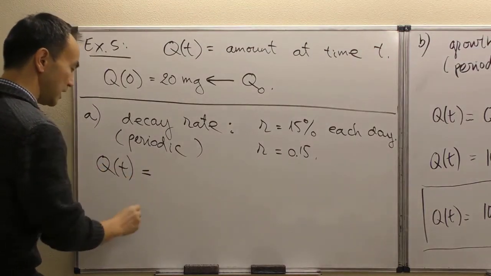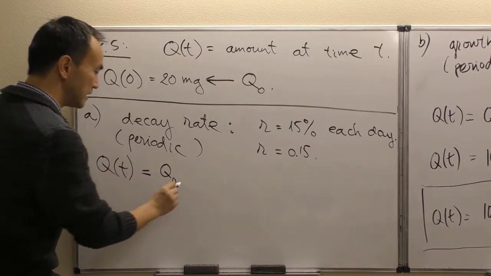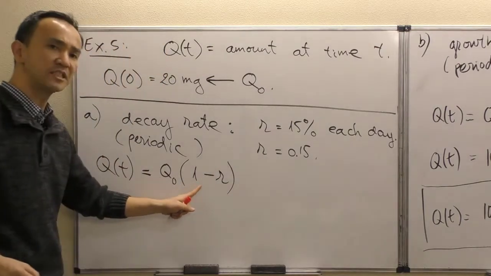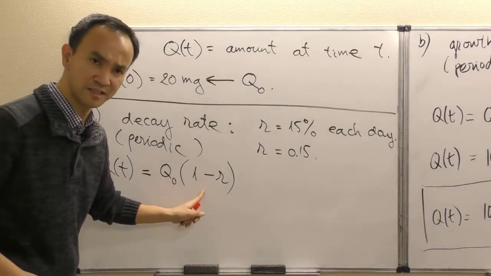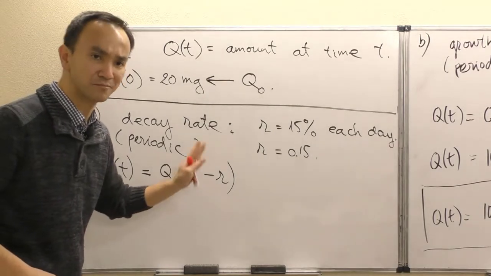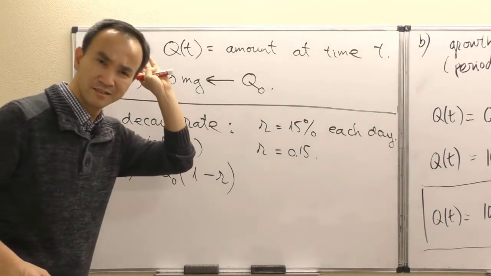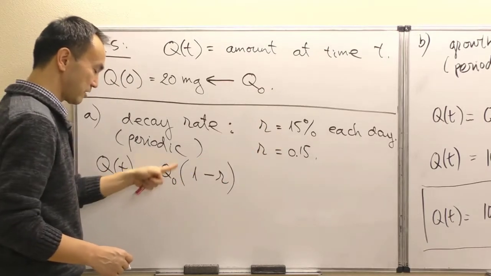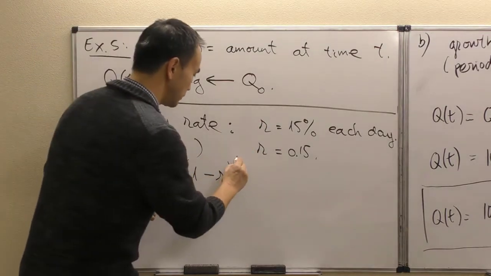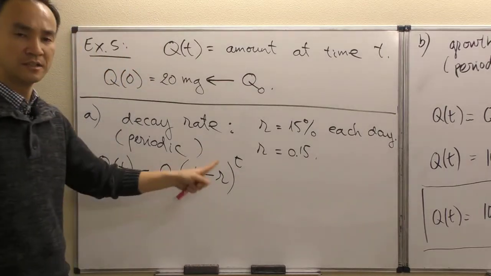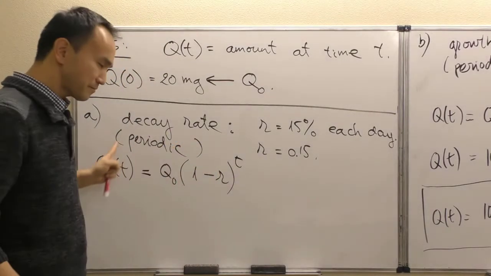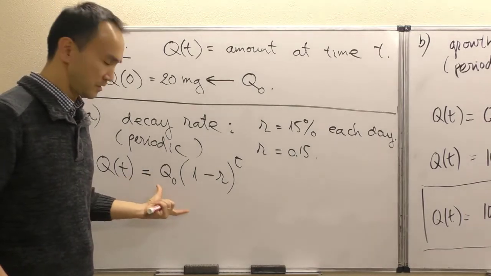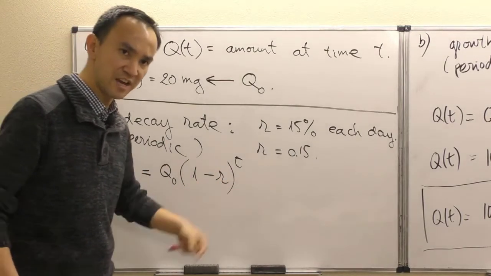Q of t equals initial amount Q0 times 1 minus the rate. So anytime it's an exponential decay problem, and we've learned this way earlier in this particular lecture, Q sub 0 times 1 minus r to the t. This is the general form of our periodic decay model right here. And of course, it's an exponential decay model.